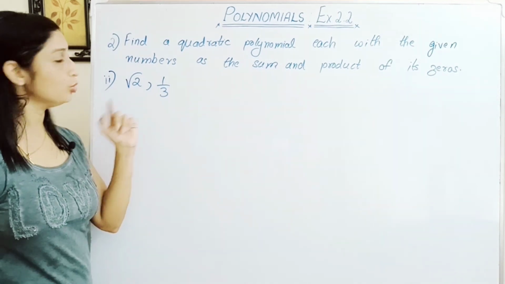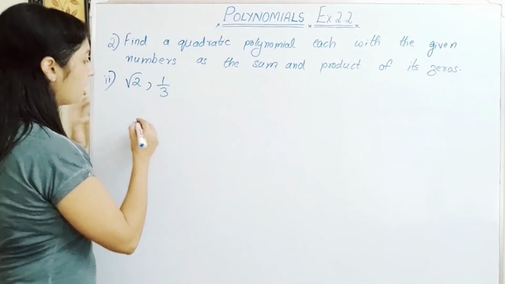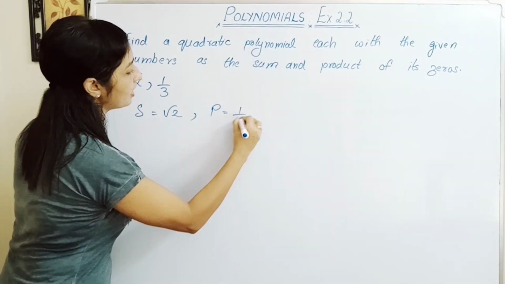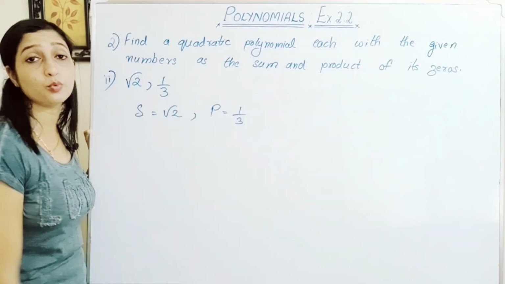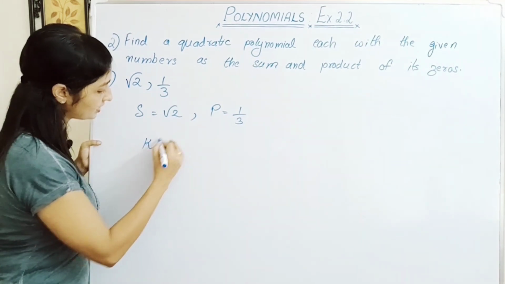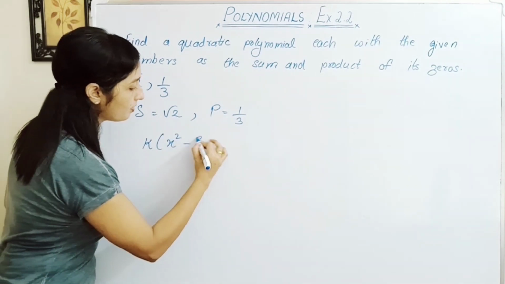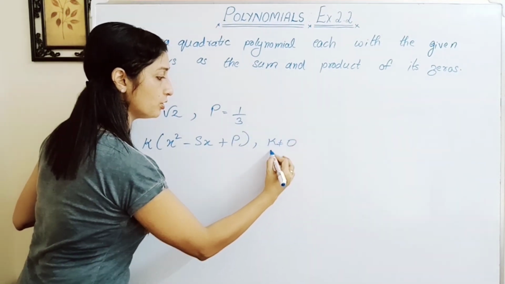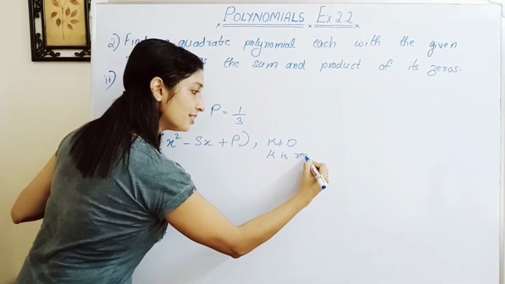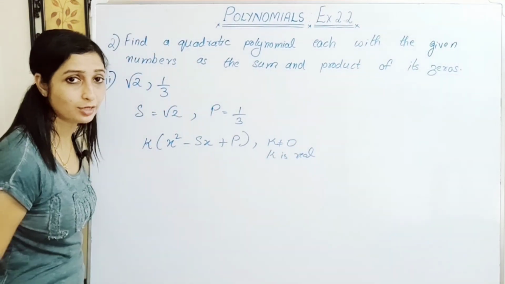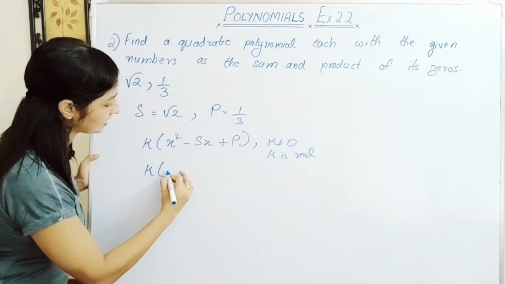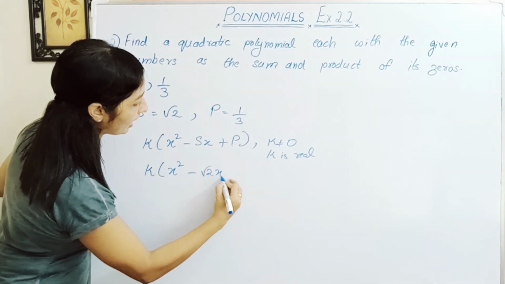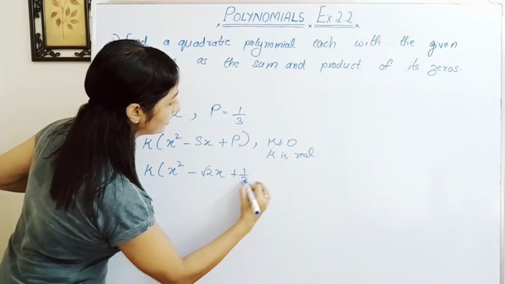So this is part 2, which is root 2 and 1 by 3. So sum is given as root 2 and product is given as 1 by 3. Then how can you write a quadratic polynomial? It is written as k into x square minus sx plus p, where k is not equal to 0 and k is real. Now we are going to substitute the value of s and p here. So you get it as k into x square minus root 2x plus 1 by 3.